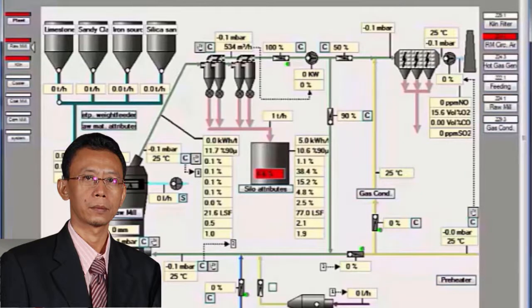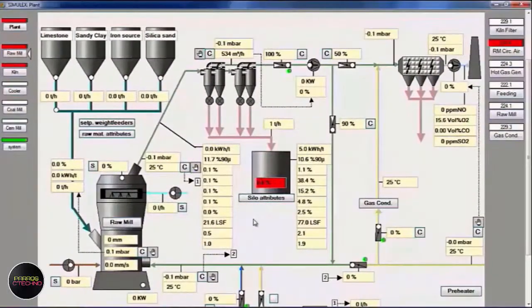Well, we do the heating up of the raw mill. To operate this hot gas air generator, they use fuel oil, generally IDO or industrial diesel oil. Next, we prepare to do the heating up.